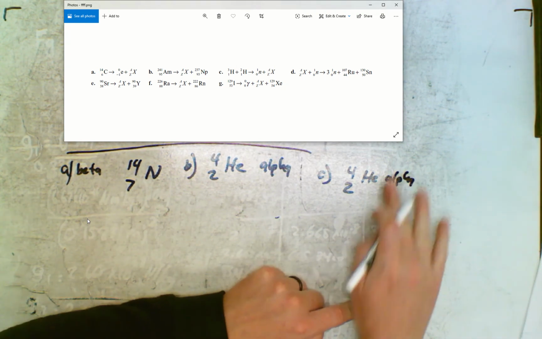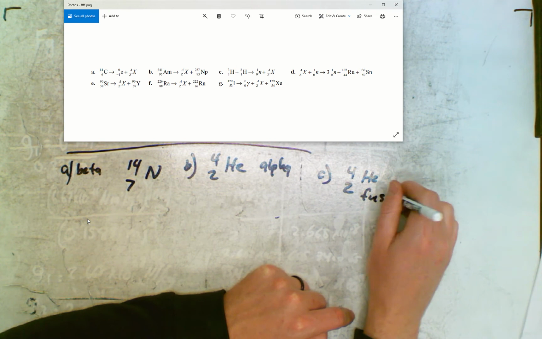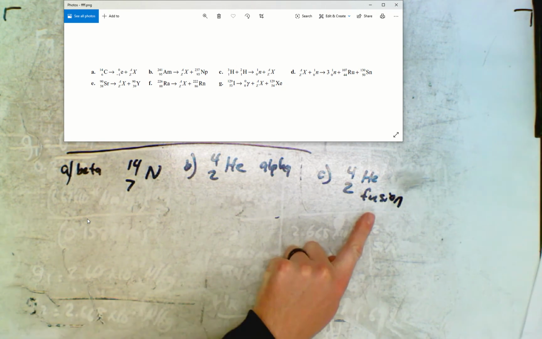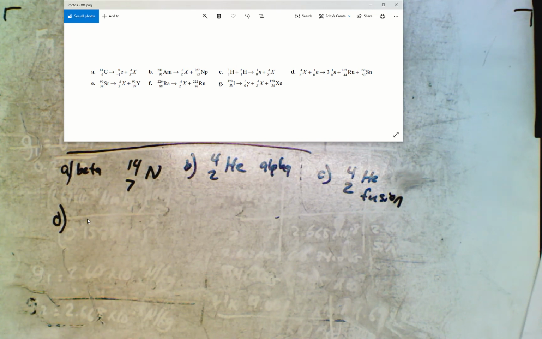No, sorry, this one's not alpha. This one is fusion, because we're taking 2 hydrogens for C, and we're making helium, so that would be fusion. Alpha is usually when you take a big atom and it breaks up into a smaller atom, right? So C is taking 2 hydrogens, making helium, so it's fusion.